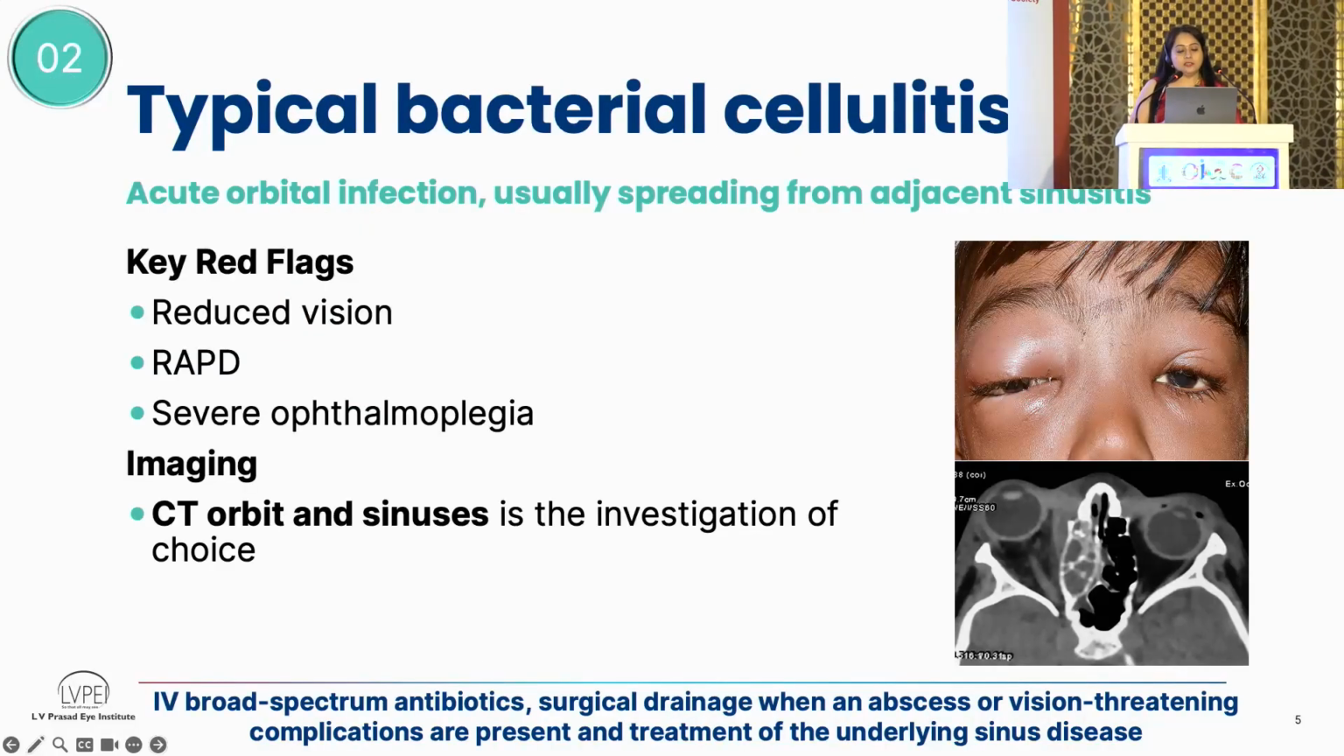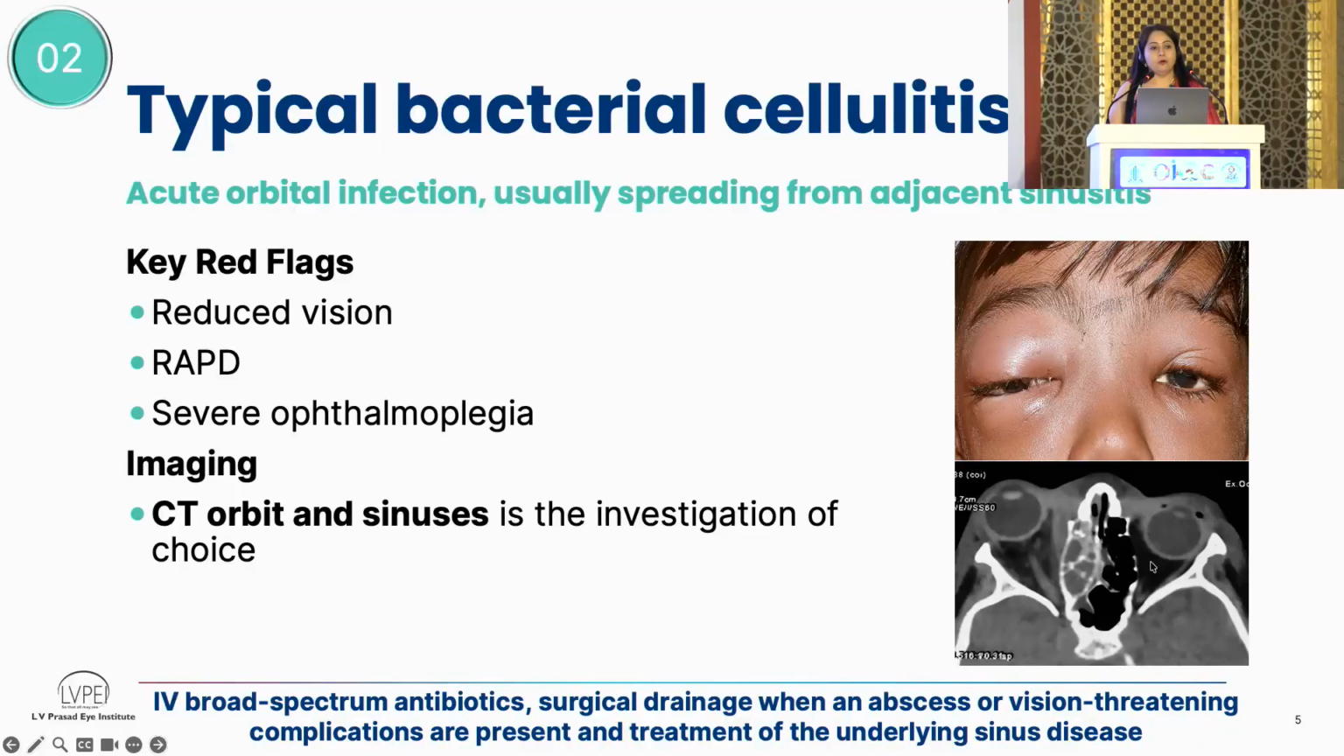Now, how does your typical red hot orbital cellulitis look? This is how it looks. It comes from the sinus, and therefore on imaging you will see ipsilateral sinus haziness. Your red flags are when vision goes down, when there is RAPD, and when there is severe ophthalmoplegia. Many times assessing vision becomes difficult, and therefore these measures of looking at the pupil sort of aid in you getting a guesstimate on what the vision is likely to be and whether the optic nerve is involved or not.